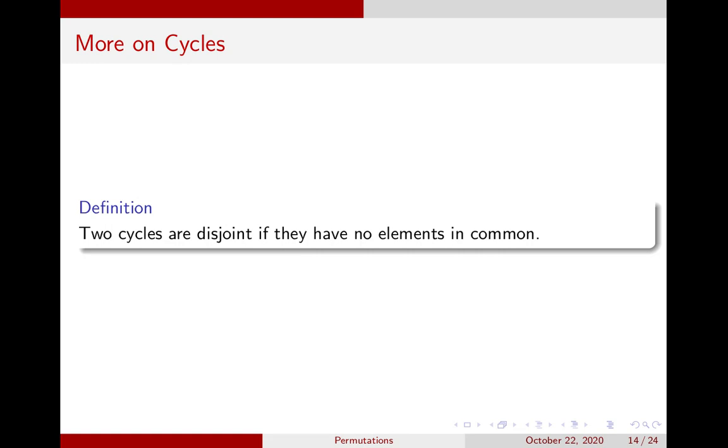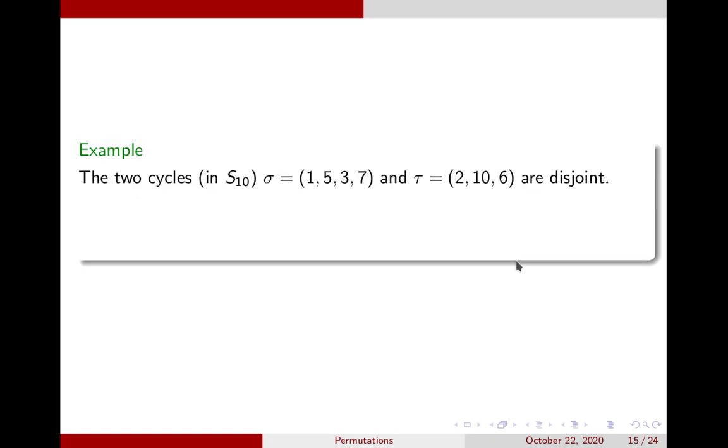And now we need to talk for a little bit about disjoint cycles. Two cycles are disjoint if they have no elements in common. For example, here are a couple of cycles in S10. Sigma, the cycle 1537, and tau, the cycle 2106. None of the numbers appearing in sigma appear in tau. Those are the conditions under which we say that the cycles are disjoint.